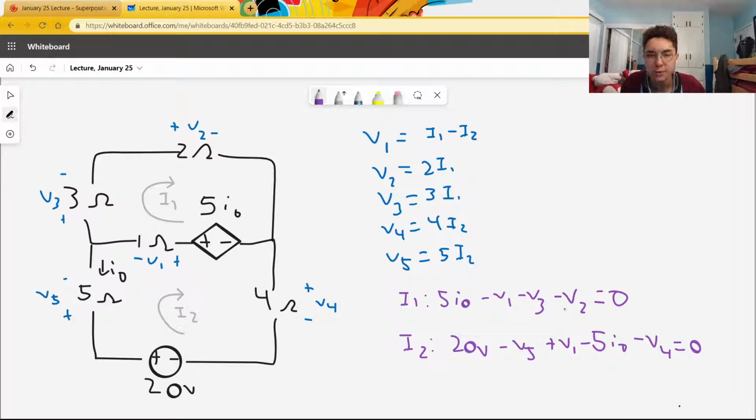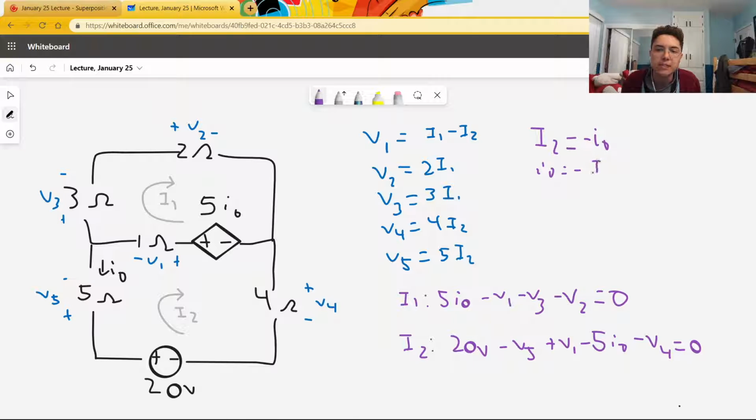Now we have one issue. We're going to be substituting all of these V's to be in terms of I1 and I2, but we also have this extra variable I0. So let's express I0 in terms of I2 or I1. Think about it for a little bit. In terms of I1 and or I2, what is I0? Give it a moment to pause. I2 equals negative I0, or I0 equals negative I2. That's because I0 is expressed in this direction, and I2 is expressed in the opposite direction.